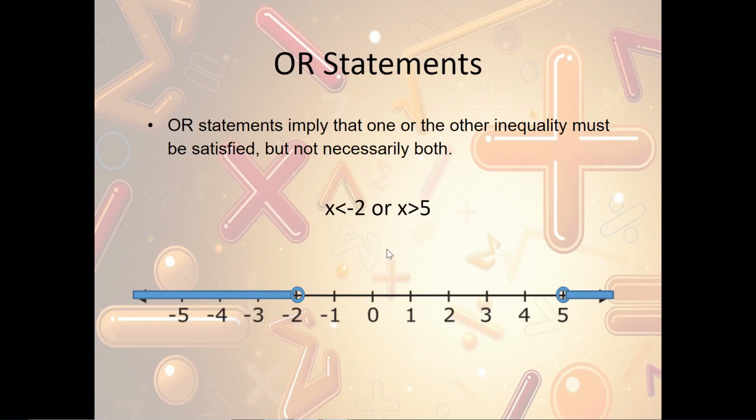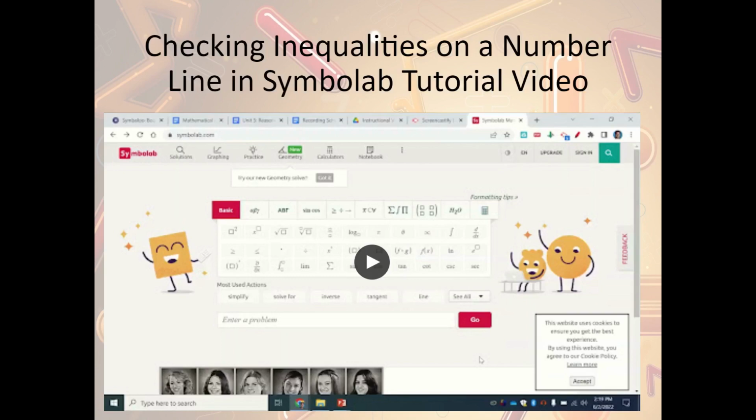Well, whenever we have an or statement, they should be going in different directions. So we have x is less than -2, which means it can go this direction from -2, or it can go to the right from 5. So that's an or statement. There's a video here that shows you how to check your work when dealing with inequalities on a number line using Symbolab. So go ahead and watch that video.